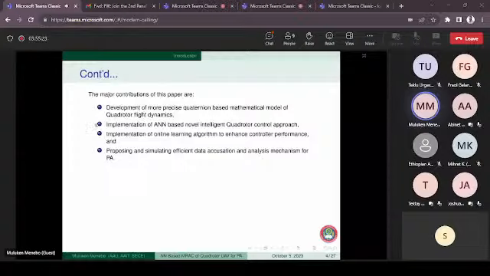The second contribution is implementation of an artificial neural network based novel intelligent control approach for the quadrotor. This approach is novel to the best of our knowledge. The third contribution is implementation of an online learning algorithm to enhance controller performance. In our study, the online learning algorithm enhances controller performance. We will see later on in the result part. The fourth contribution is proposing and simulating an efficient data acquisition and analysis mechanism for precision agriculture.